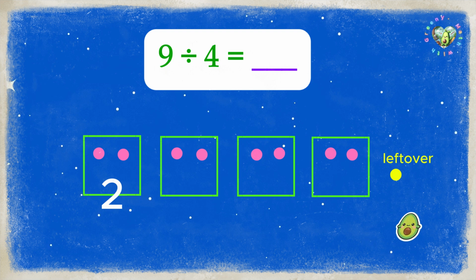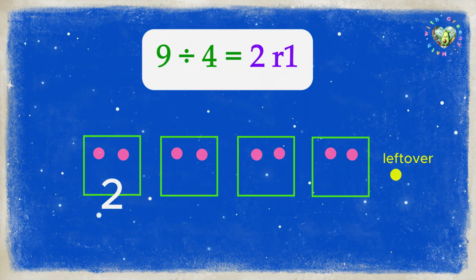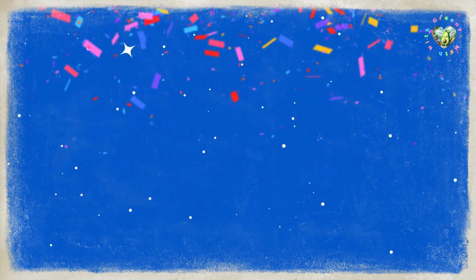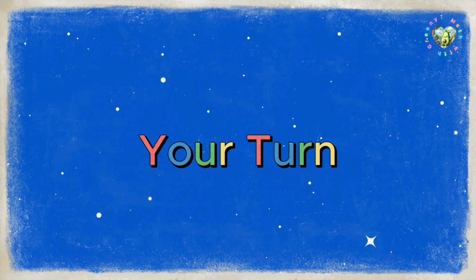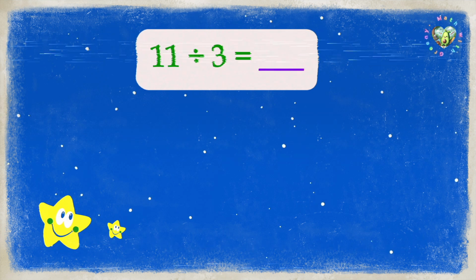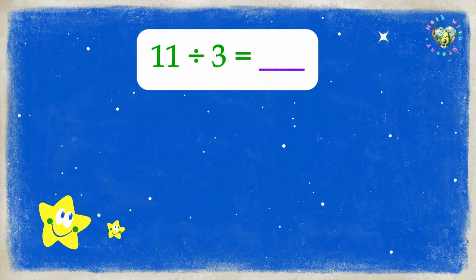All right. Each square gets 2 dots, and 1 dot is left over. So the division sentence is 9 divided by 4 equals 2 remainder 1. Bingo, Greenie. Now it's your turn for some square sharing fun. 11 divided by 3.